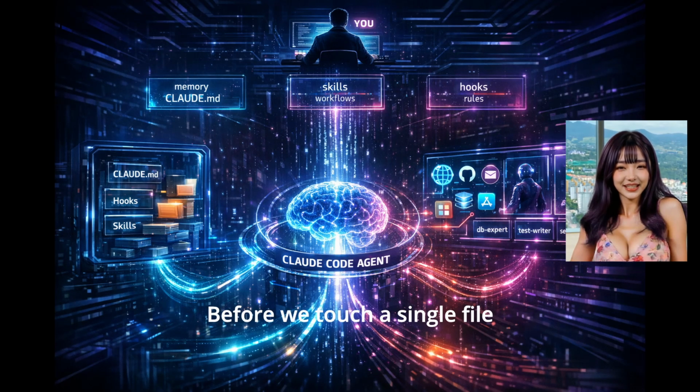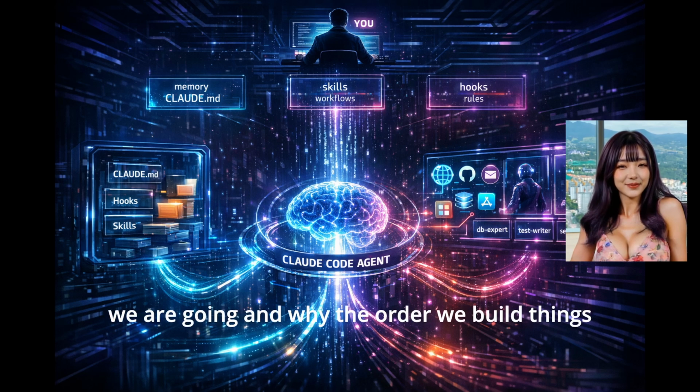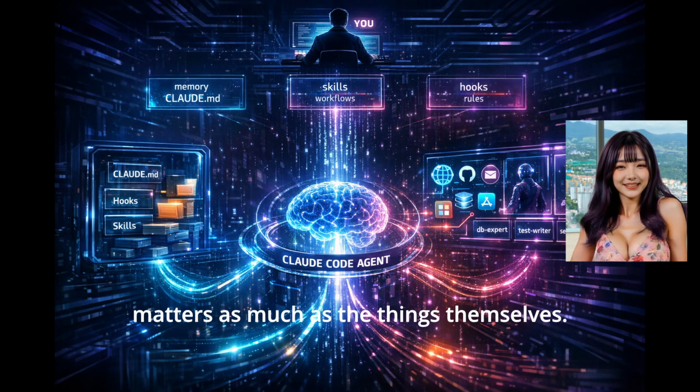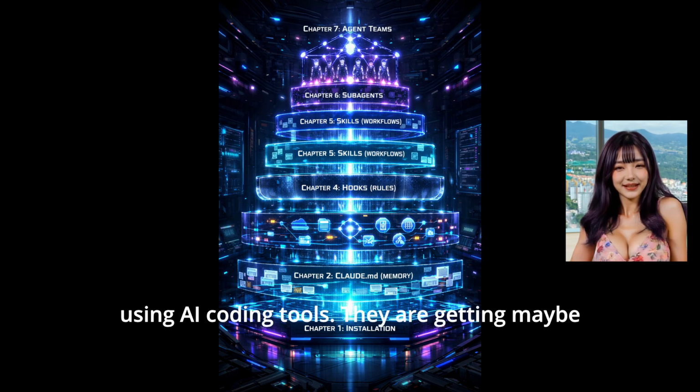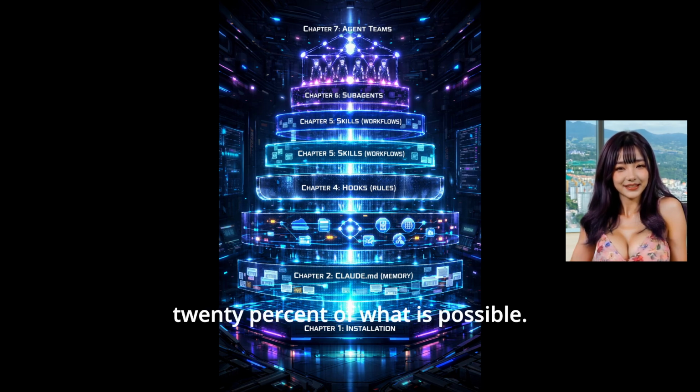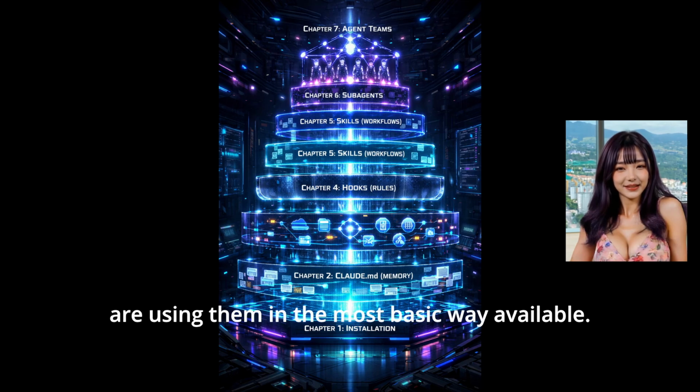Before we touch a single file on your machine, I want to give you the full picture of where we are going and why the order we build things matters as much as the things themselves. Here is the honest truth about most developers using AI coding tools. They are getting maybe 20% of what is possible, not because the tools are weak, because they are using them in the most basic way available.